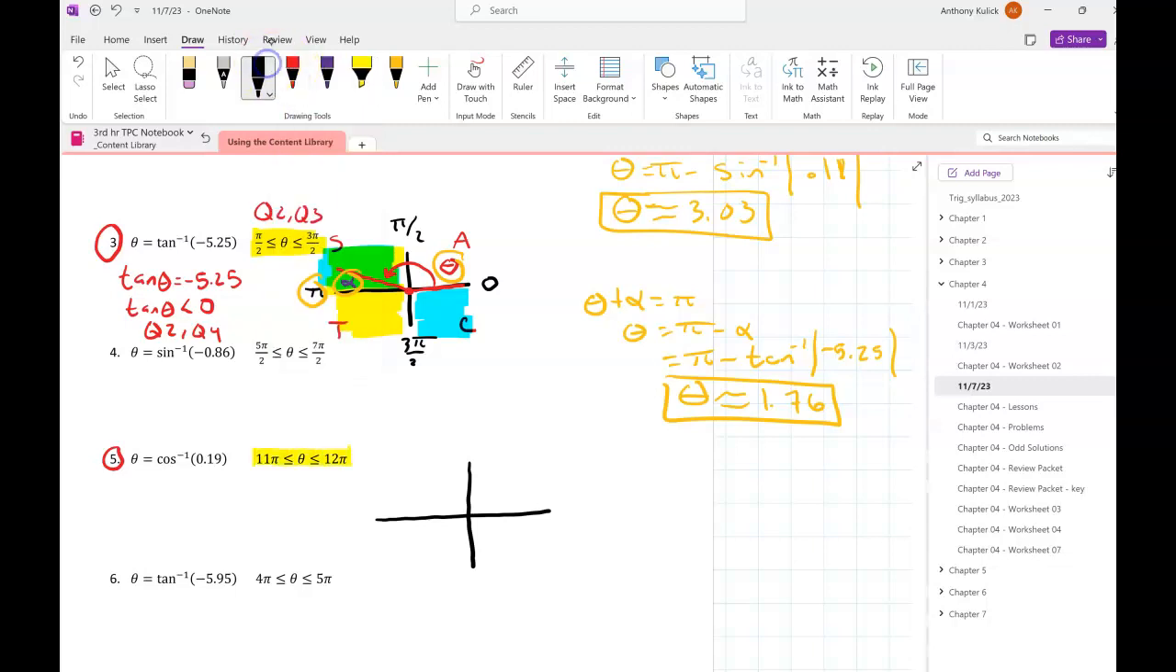So we're going to start by figuring out what two quadrants are covered from 11 pi to 12 pi. So it'd just be quadrant 1 and 2. Well, yes, but I'm going to count around.